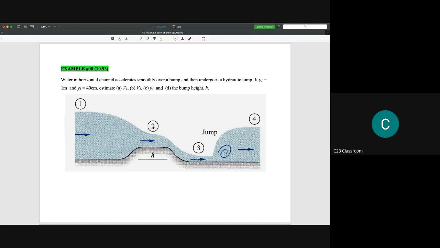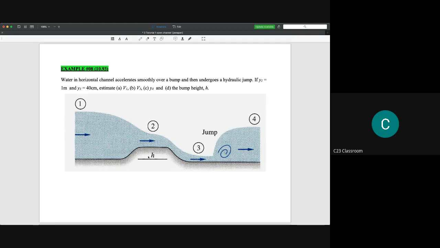And then for point number 2 here, the actual term for Y is from the bottom of the open channel to the free surface. So the Y here is from here to here only. That's why we need to add another parameter, which is the value of H, the height of this bump, to make sure that our calculation is based on the same level.